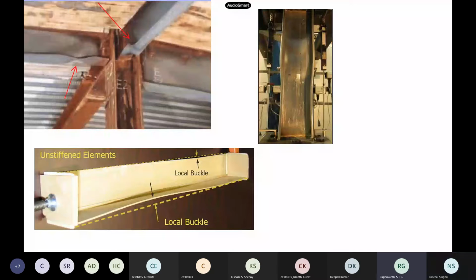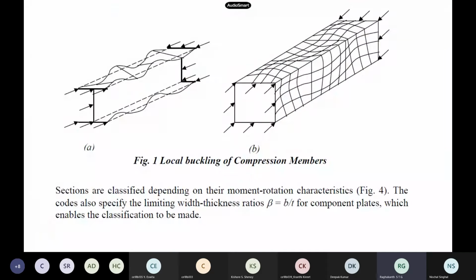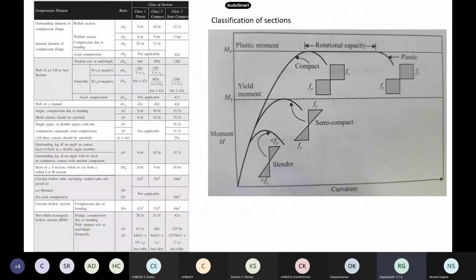Quick recap. In the last class, we have almost closed one unit. This local buckling also we have seen, and this is a very important thing: the classification of the sections. We will come back to this once again when we discuss beams, and even our columns. It is very important for you to classify the sections. In IS 800, Table 2 is very important. This plastic section is the idealized section, then compact, semi-compact, and then slender.